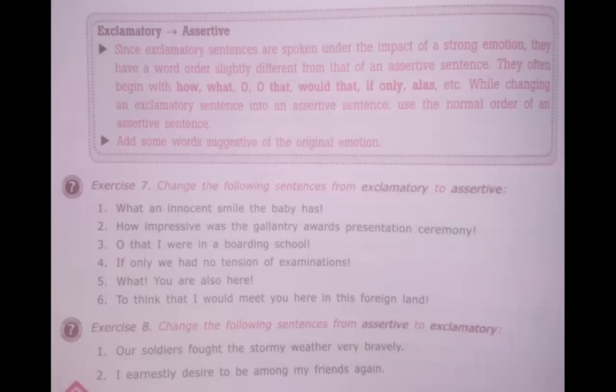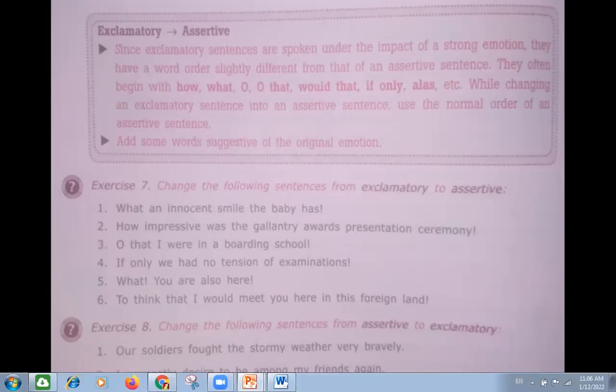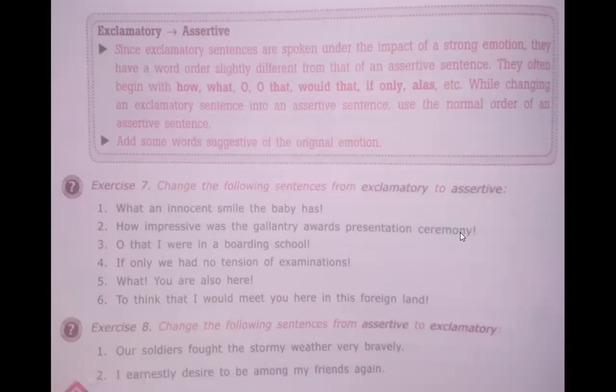Okay, Sachi. I earnestly desire to be among my friends again. Sachi, if you know the answer, okay. Otherwise, lower down your hands. Sachi, try. Okay, we'll go to Lakshay. Lakshay Kalyan. What should be the answer?